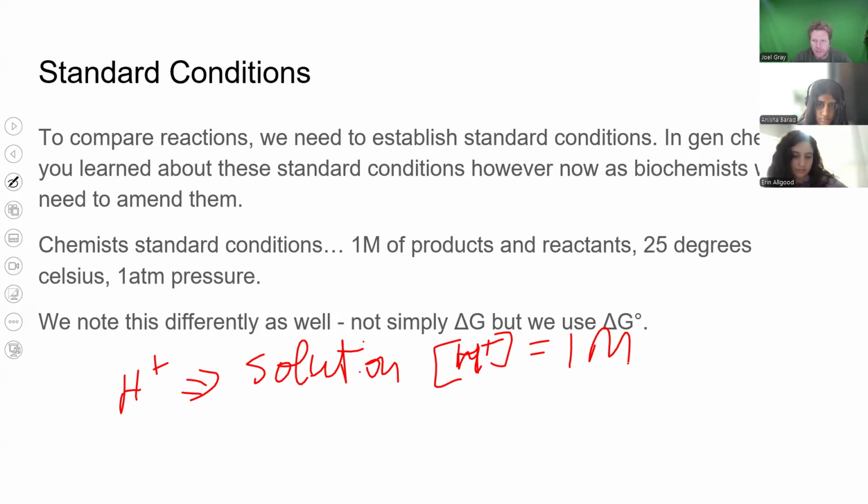I mean, you could say that's a lot of protons. It is. What are the implications of a solution, or what do you know about a solution with a lot of protons in it? Super acidic. The pH would basically be 0.